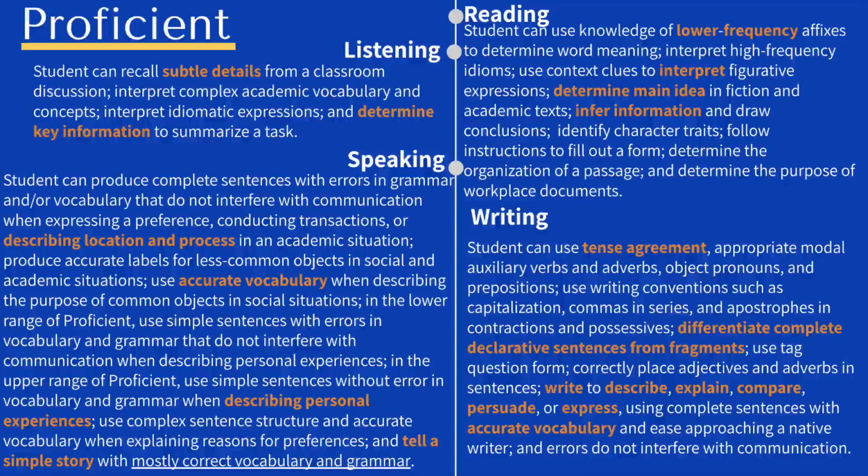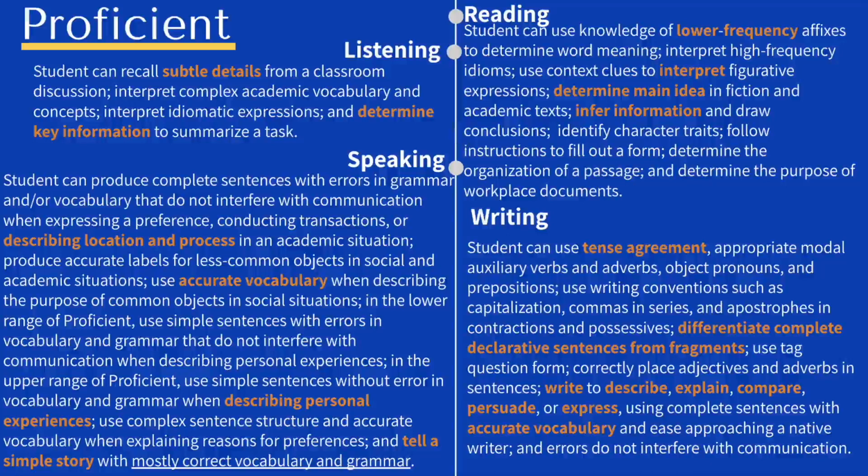So now they're pretty much able to hang in there with your ELA classes, all right? Writing, tense agreement, so they got that. They can differentiate between the complete sentences and fragments, and they can write to describe, explain, compare, persuade, or express. And of course, they can use accurate vocabulary. For listening, man, this word subtle details, that's so important. And then they can determine key information.